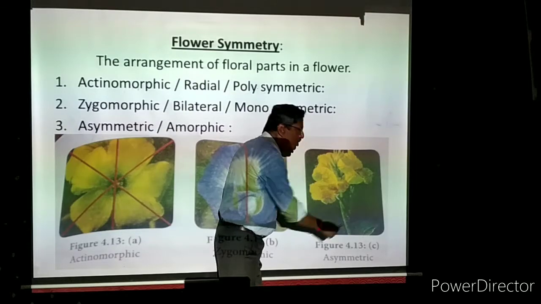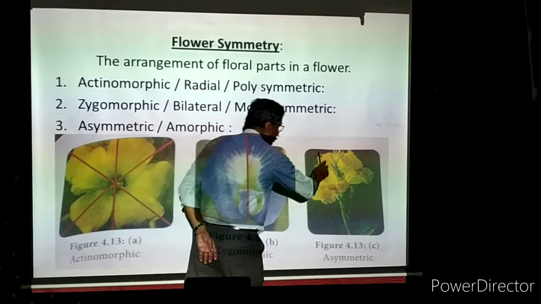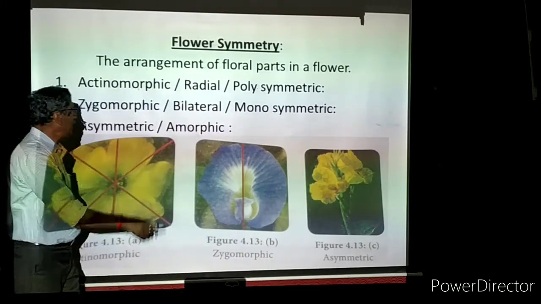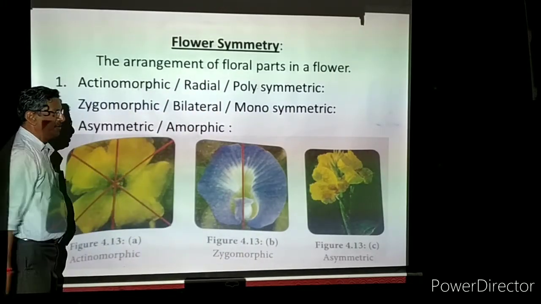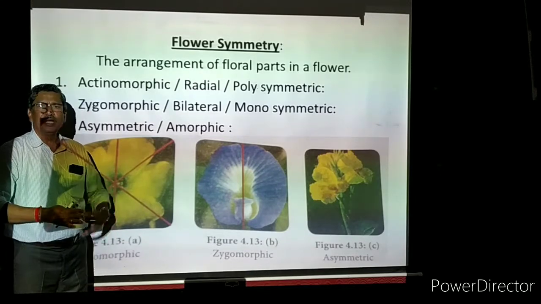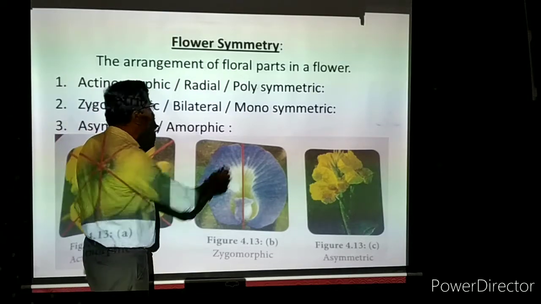So we cannot take a section into two equal halves, whatever the direction you are sectioning. You are not getting two equal halves. That is called asymmetric or amorphic. You try cutting this flower through the center in any angle, but you will never get two equal halves. That is called asymmetric.